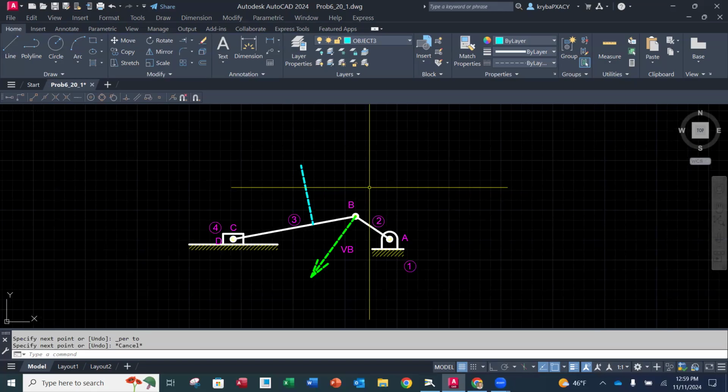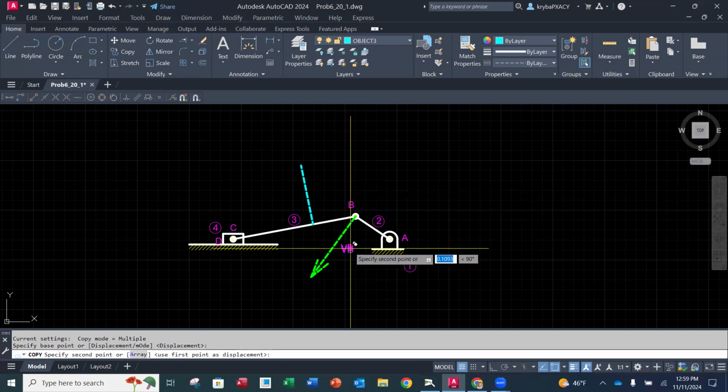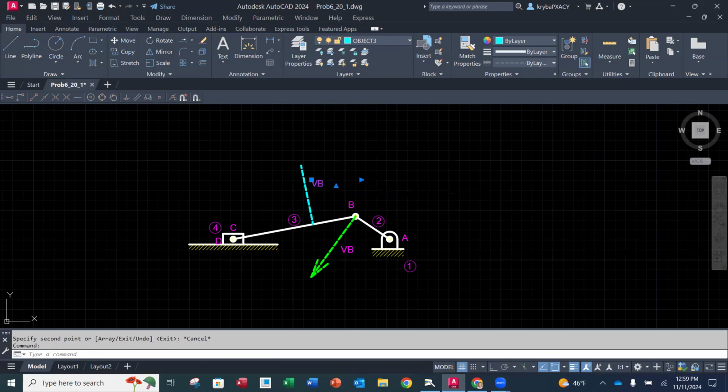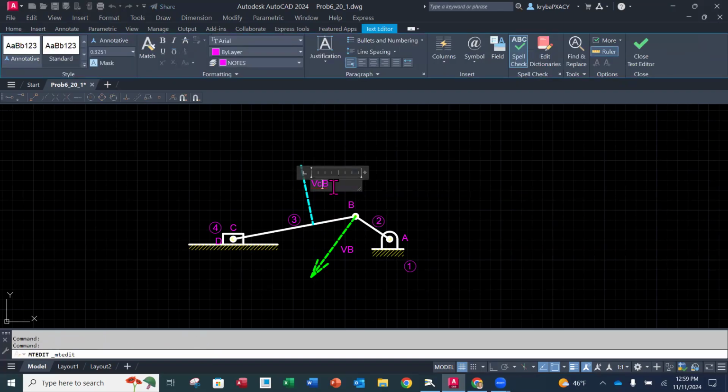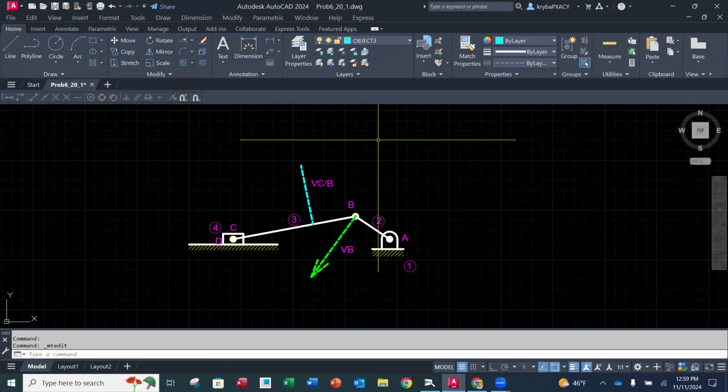And I don't know if this is going up and to the left or down and to the right, so I'm just going to draw a line of action only. And then I'm going to copy this and label it. This is the velocity of C relative to B. So again, just line of action, and then I'm probably going to have to trim and or extend when I do my vector diagram. And then my last one, make this one yellow.